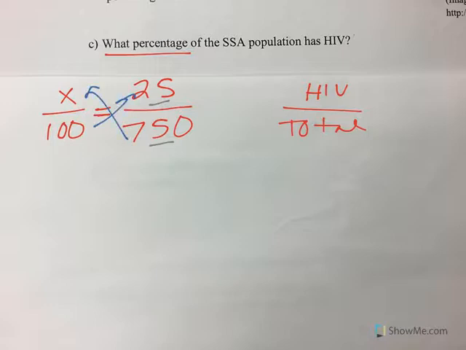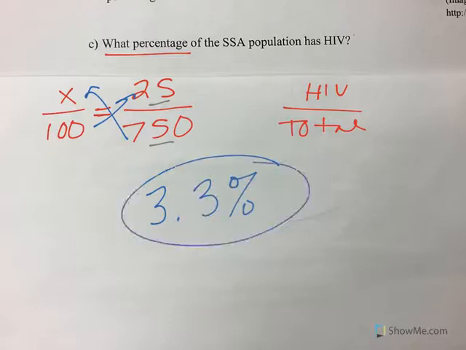So again, we cross multiply, and we end up with roughly 3.3%. So if you think about what that means, if you go to Sub-Saharan Africa, percent again means out of 100, so let's just round that to 3. That means for every 100 people you encounter in Sub-Saharan Africa, 3 of them would have HIV. That's kind of putting it into context of what this means.